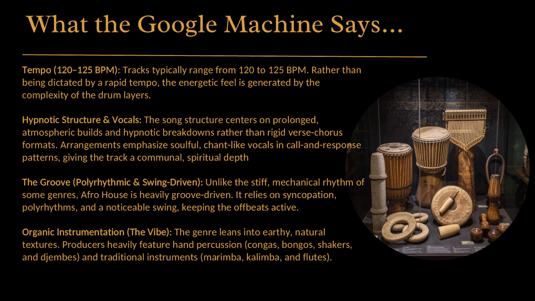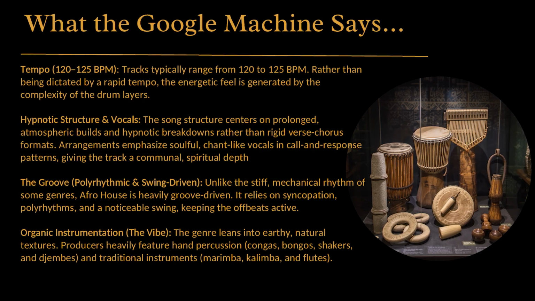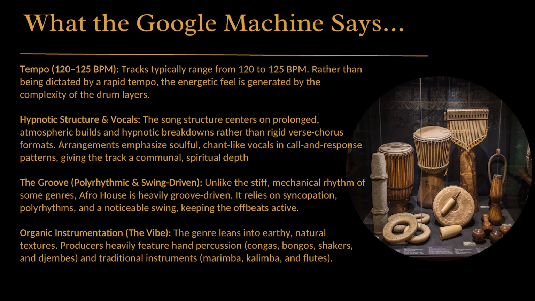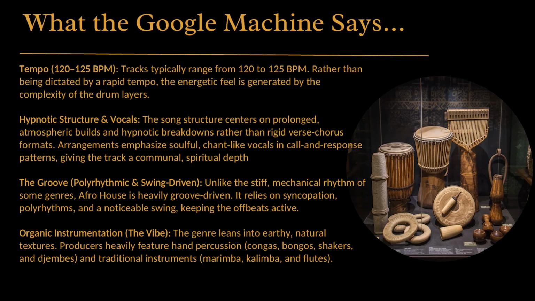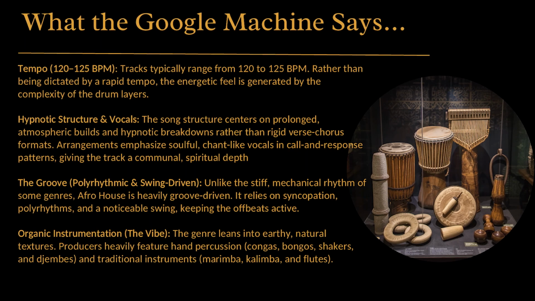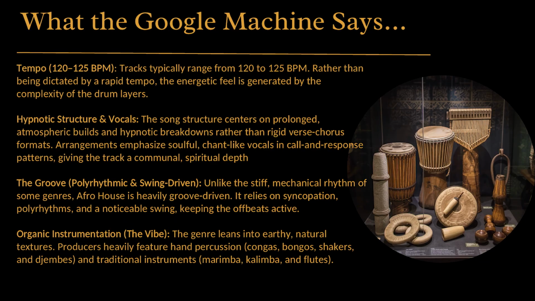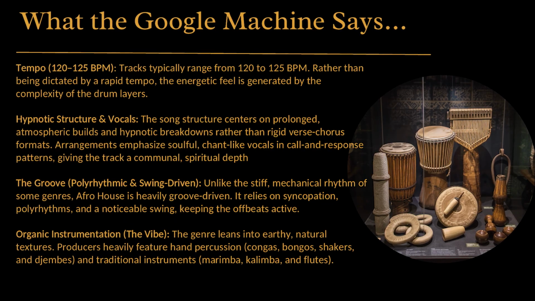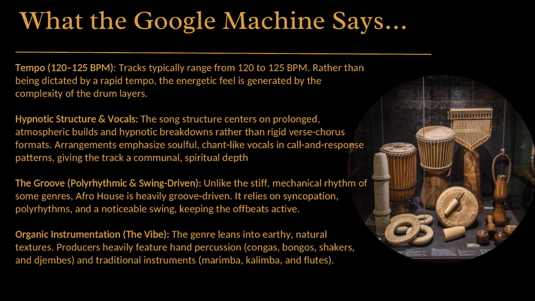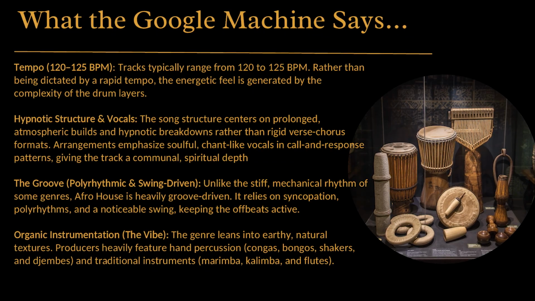Google describes the elements of Afro House music as having a tempo of 120 to 125 BPM. Rather than being dedicated to a rapid tempo, the energetic feel is generated by the complexity of the drum layers. The hypnotic structure and vocals of each song centers on prolonged atmospheric builds and hypnotic breakdowns rather than rigid verse-chorus formats. Arrangements emphasize soulful, chant-like vocals in a call and response pattern, giving the track a communal and spiritual depth.